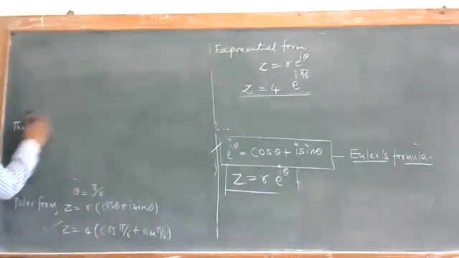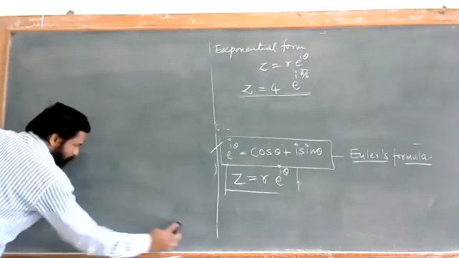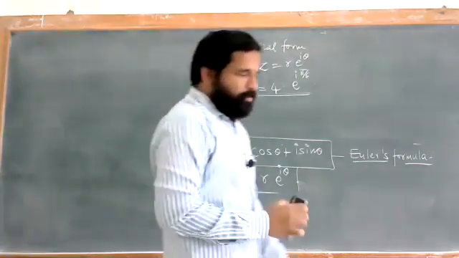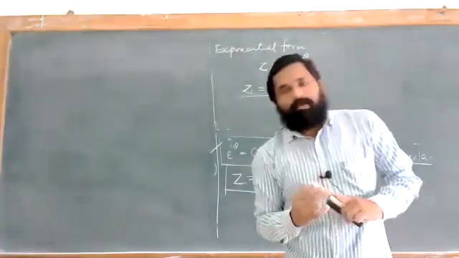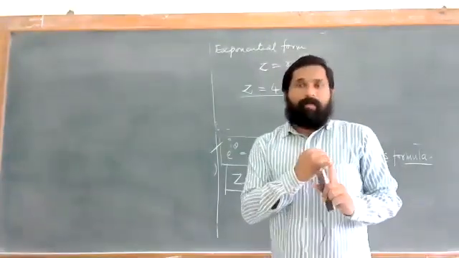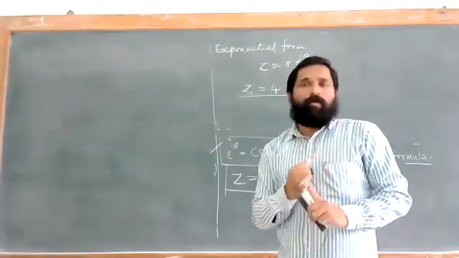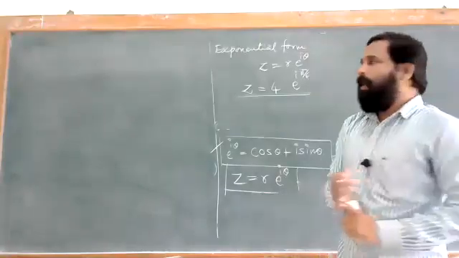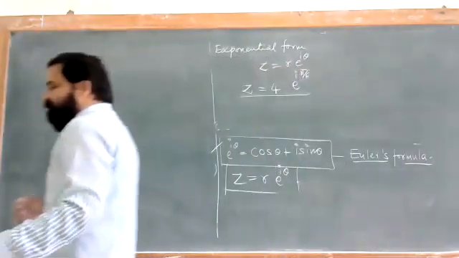Remember one thing, whether we want the polar form or the exponential form, any form, we have to calculate two things. The first is r, that is nothing but the modulus, which is nothing but square root of x square plus y square, and the second thing is the argument or the phase angle. Theta is equal to tan inverse y by x.